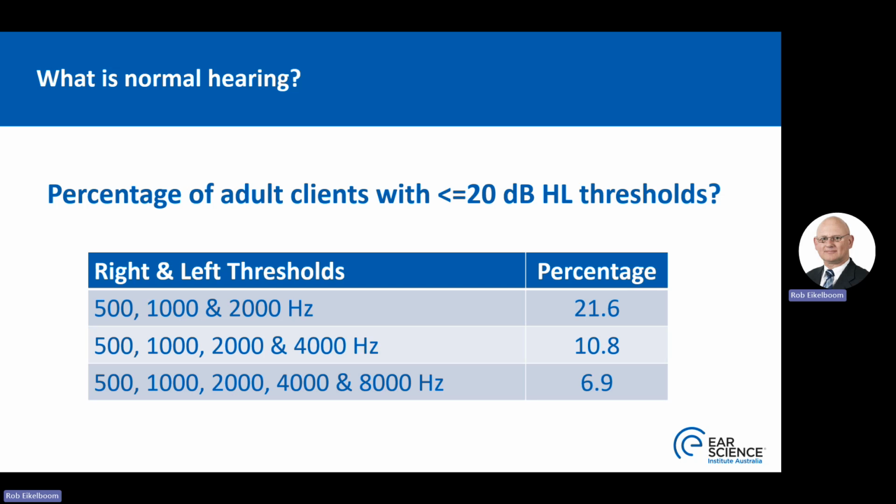When I looked at over 20,000 clients just at their thresholds between 500 and 2,000 hertz, 21%, 1 in 5, had all their thresholds below 20 dBHL. If I included 4,000 hertz, that percentage dropped down to about 11%, and then including 8,000 hertz for both ears, the figure dropped down to about 7%.